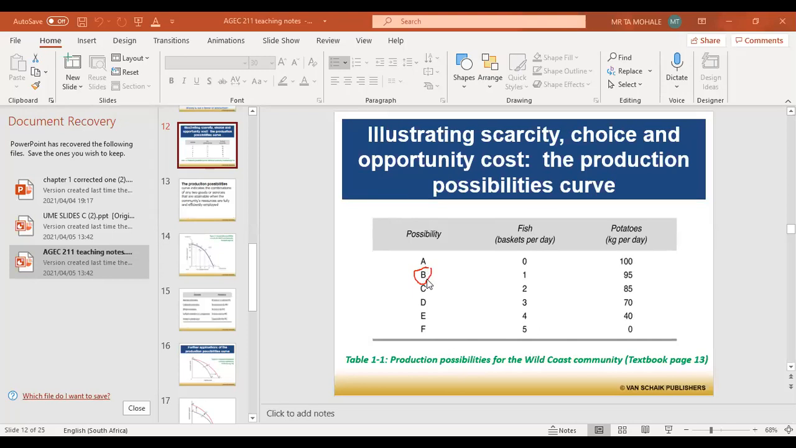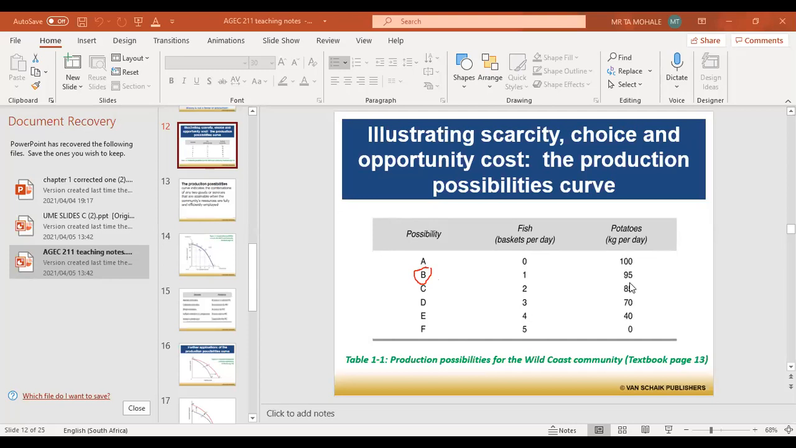So at combination B, when you say calculate opportunity cost, how many baskets of fish is this farmer going to lose if he decides to produce 1 basket? How much is he going to lose? It will be 5 minus 1. So this person will lose 4 baskets of fish per day. And that 4 is the opportunity cost of combination B, partially.